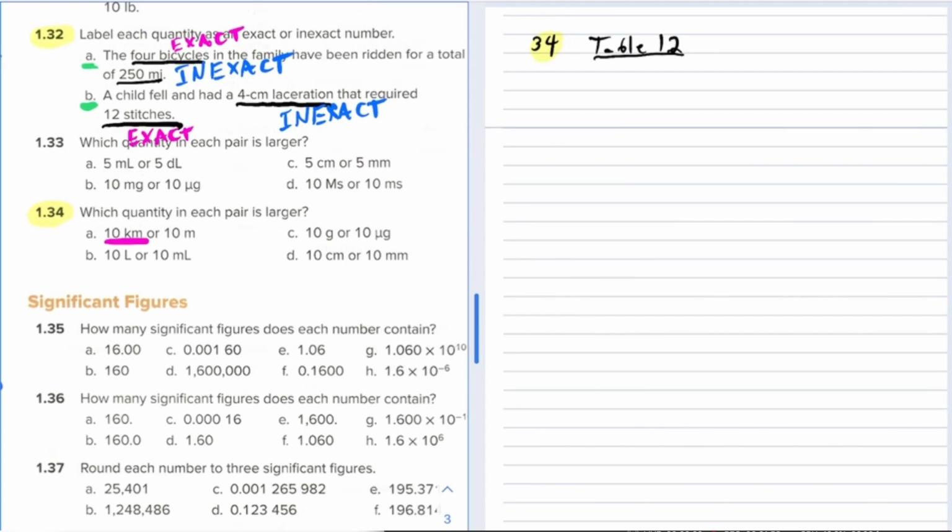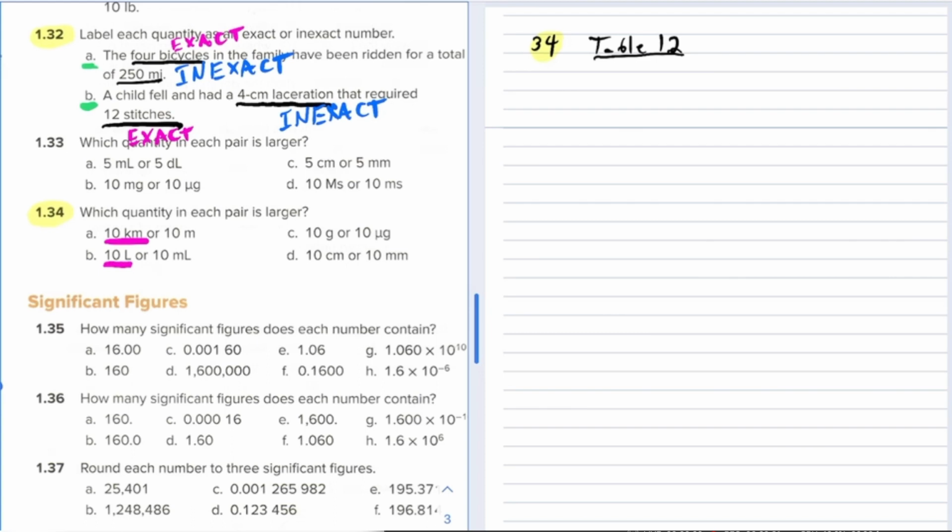Now looking at B, 10 liters or 10 milliliters. Now looking back at table 1.2, you'll see the milli prefix is smaller. So 10 milliliters is smaller than 10 liters. So again, I'm going to underline the 10 liters. This one is bigger because the milli prefix is smaller.